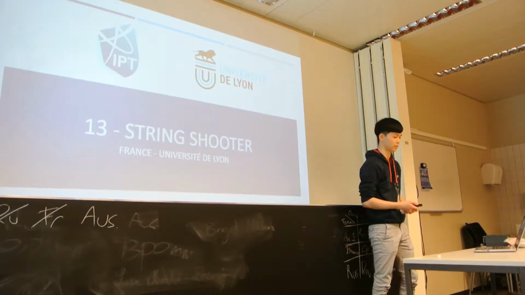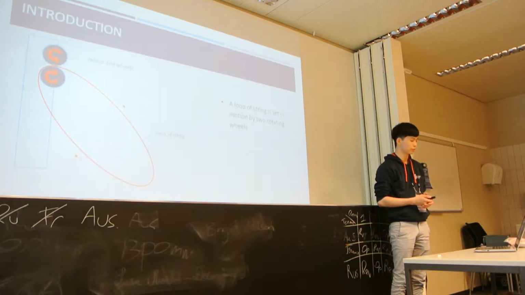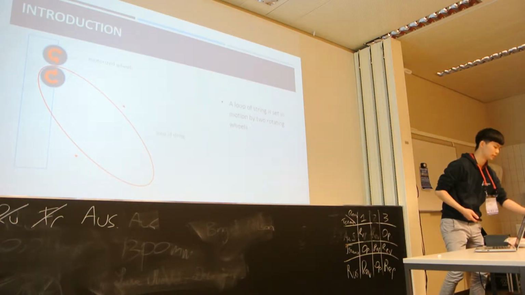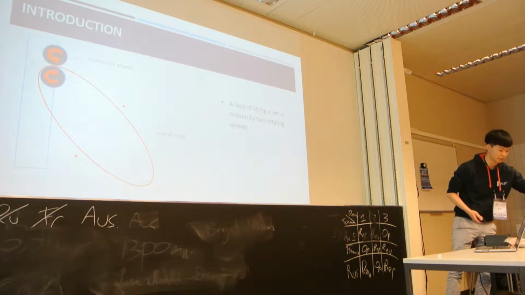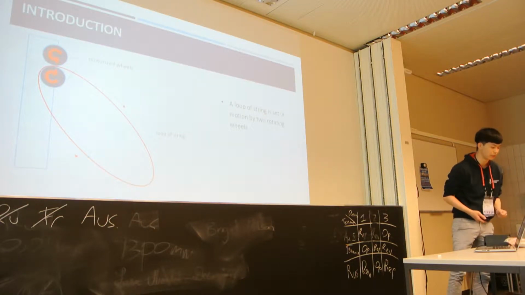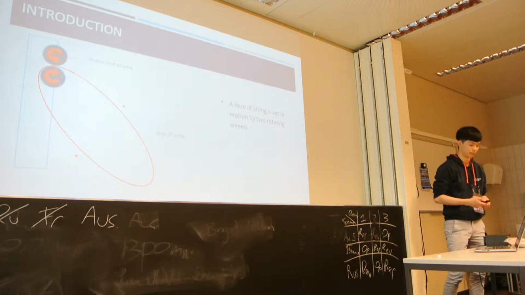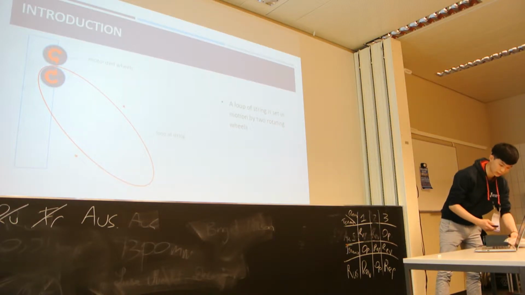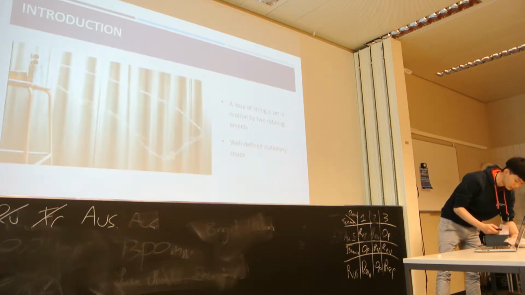I will present the subject String Shooter for Team Université de Lyon. A string shooter is a simple apparatus which consists of a string loop fed between two controlled rotating wheels which rotate at the same speed. So here is the experiment in motion, in video and live.